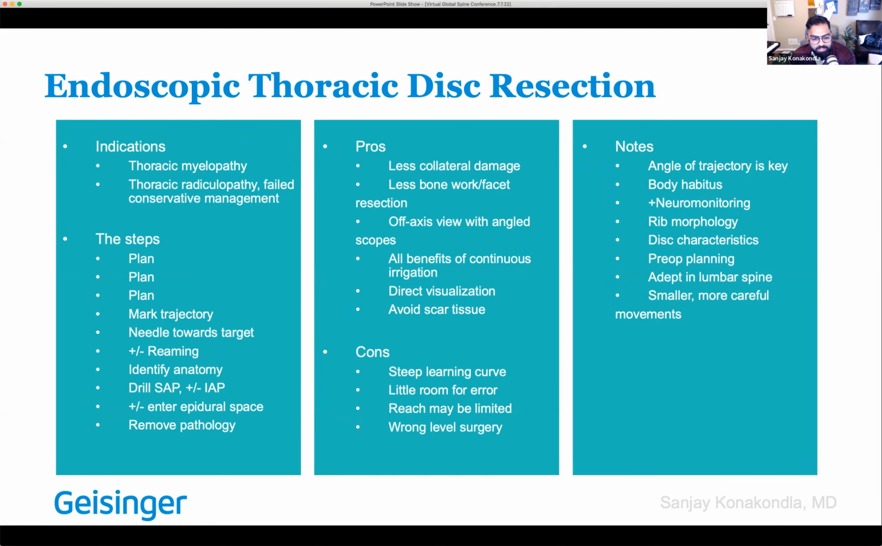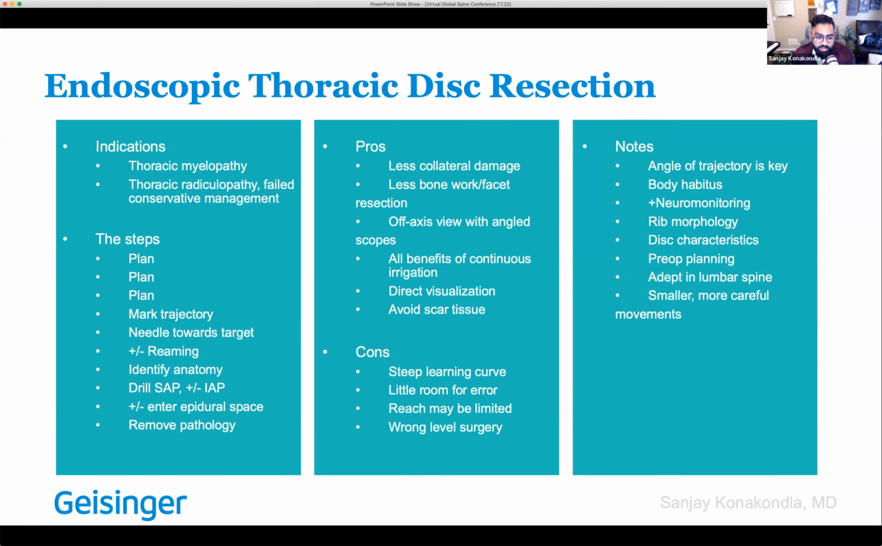All the benefits of continuous irrigation we can talk about for the next hour, but basically speaking, it's going to help us dissect tissue, help with hemostasis, visualization, and it helps us protect neural elements and so on. Avoiding scar tissue is also helpful in folks that have had posterior approaches before, because we're not going in the traditional trajectories.